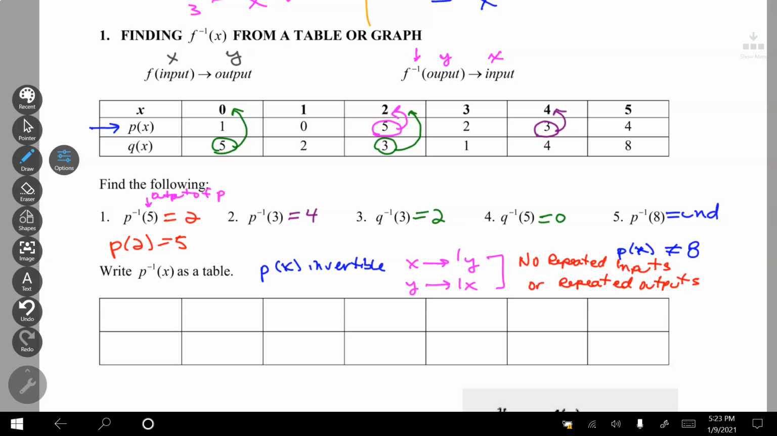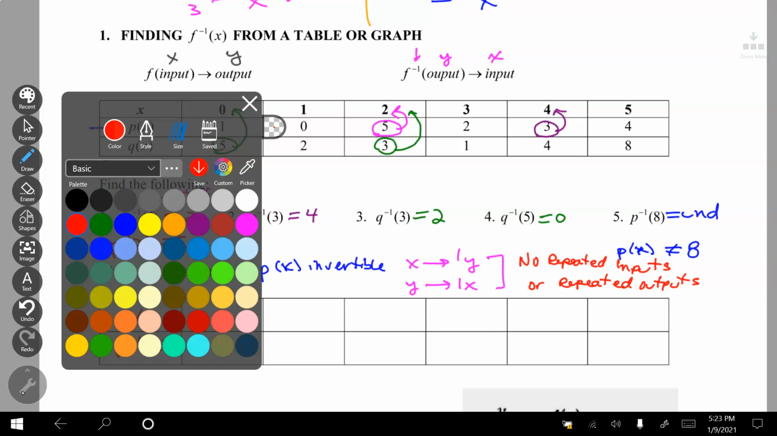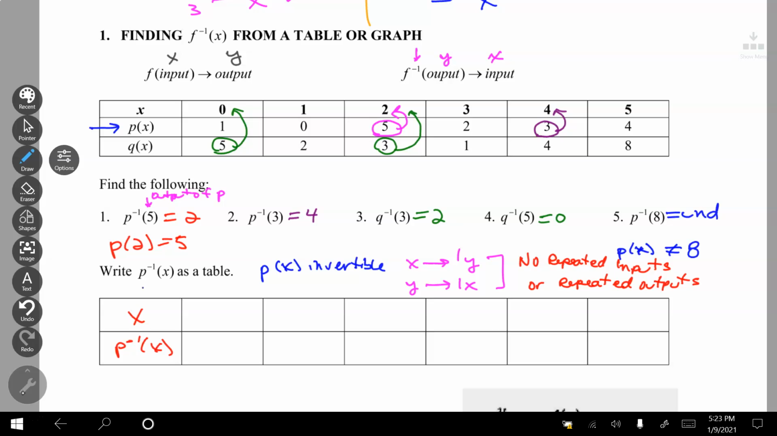So all I really do, instead of being x, p of x, it's going to be x, p inverse of x, and we're going to switch all these x's and y's. So x was 0, 1, 2, 3, 4, 5. That becomes p inverse 0, 1, 2, 3, 4, 5. And the p were these values here in the middle row, and they become the x: 0, 1, 5, 2, 3, 4. And if you look carefully, for the very first one, p inverse of 5, if you went to 5, its result would be 2, and that's what we had up here.